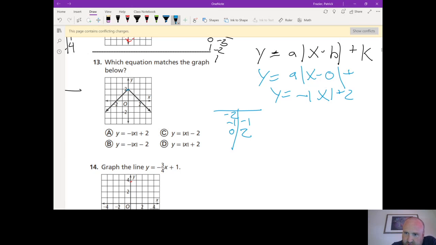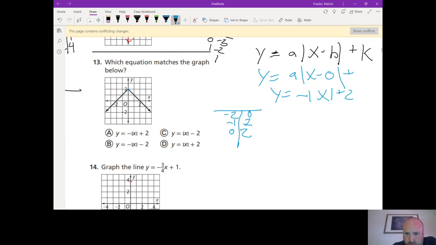Absolute value of -1 is +1. +1 times -1 is -1. -1 plus 2 is +1. For a second there, I said -1. And then -2, absolute value of -2 is +2. +2 times -1 is -2. -2 plus 2 is 0.